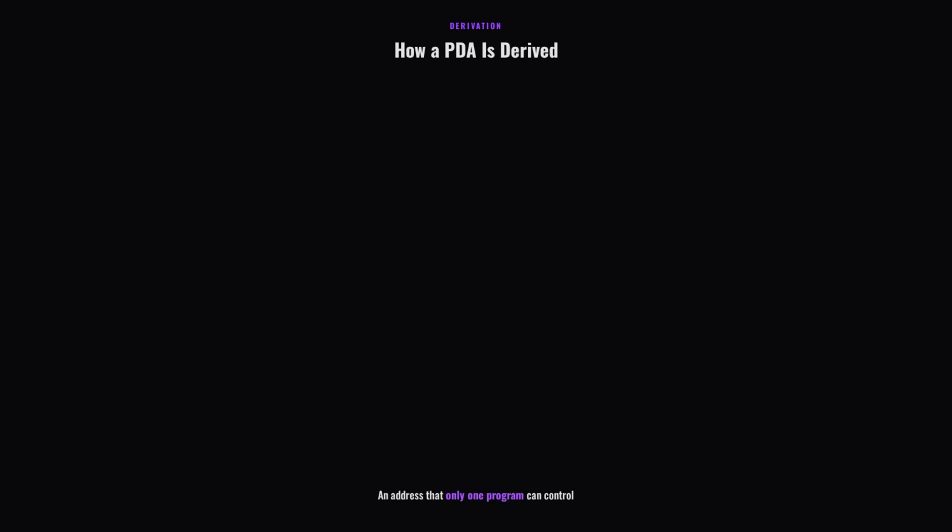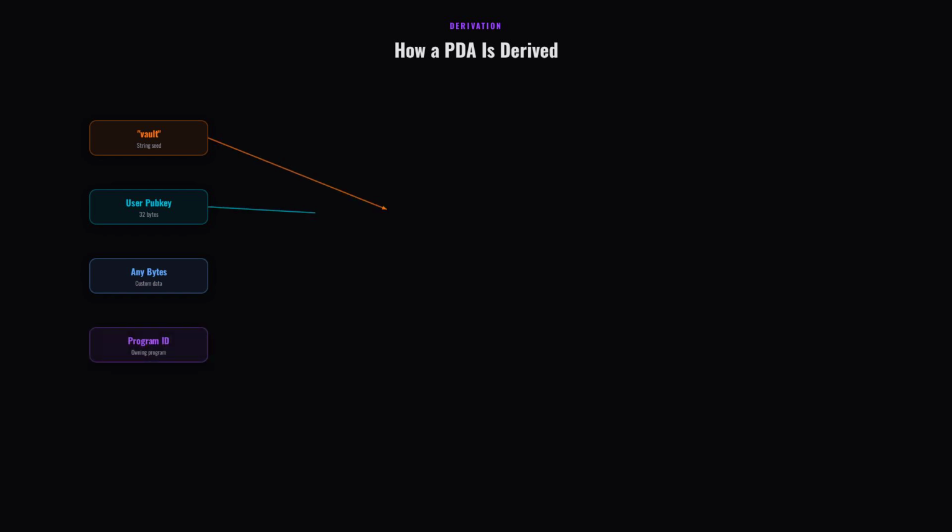Here's how it's derived. You take one or more seeds like a string, a user's public key, or any bytes. You combine them with the program's ID. Then you hash everything with SHA-256. But there's a catch. The hash might land on the elliptic curve, which would make it a valid key pair with a private key. That's a security problem.